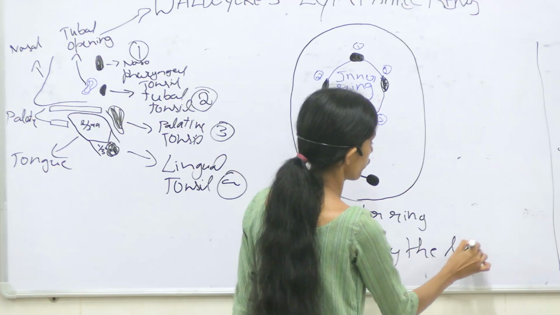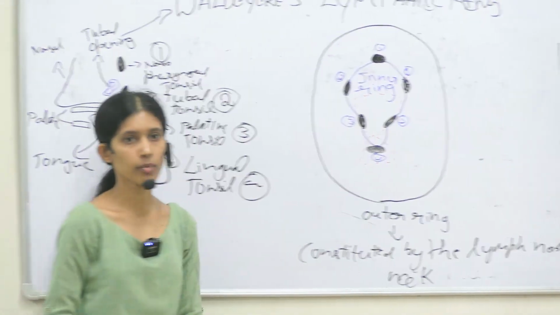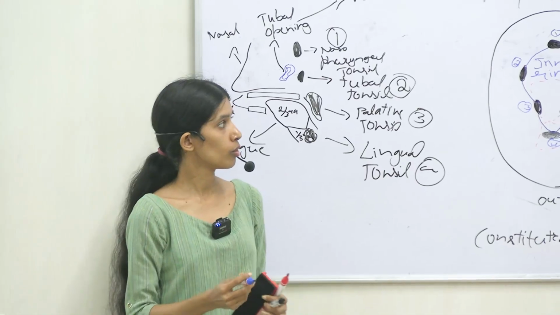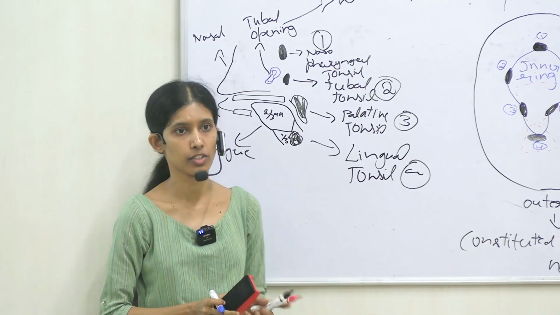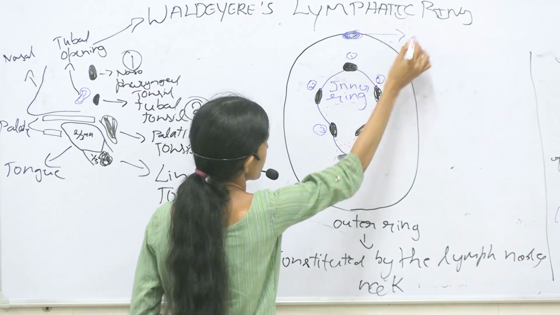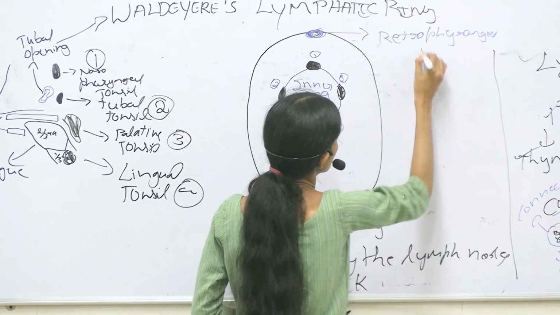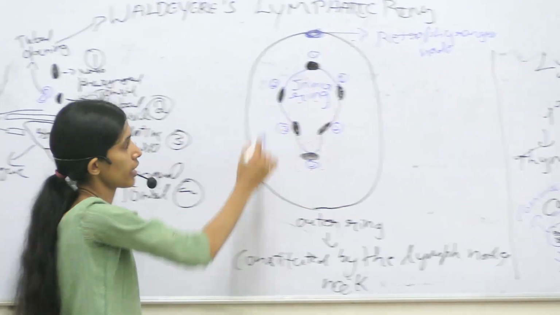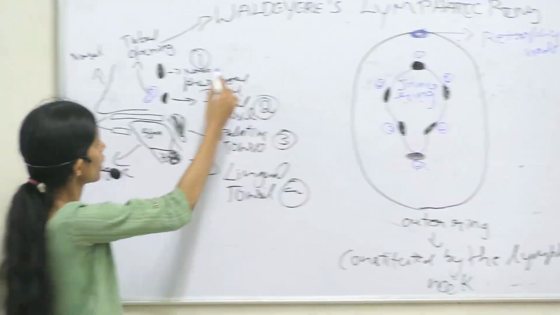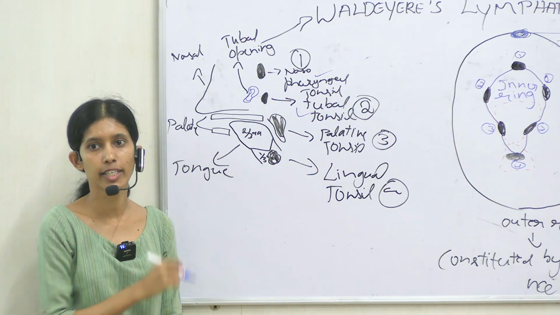lymph nodes present in your neck region. Okay. So what are all the lymph nodes we see in the neck region? The very first one is the retropharyngeal node, to which your first and second lymph nodes will drain. That means to your retropharyngeal node, your nasopharyngeal and tubal tonsil lymphatics will drain into that node.